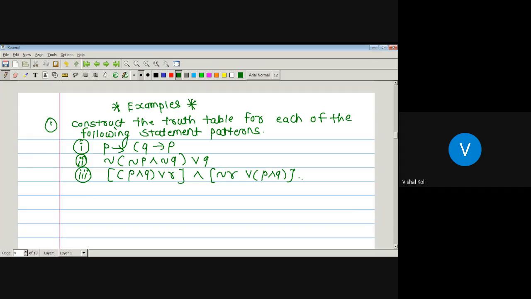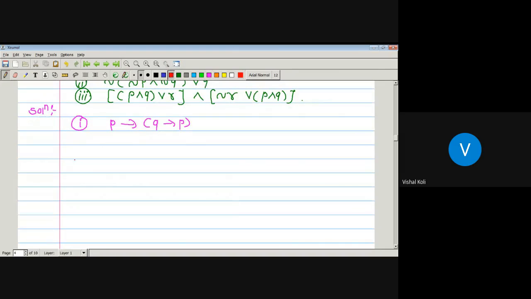Okay, now first one, solution. First one is nothing but P conditional Q conditional P. Now its truth table contains, first we have to take P, we require P, Q, then we require Q conditional P, then finally we have to find out P conditional Q conditional P. As P and Q are the two statements, its possible combinations are TT, TF, FT, FF.